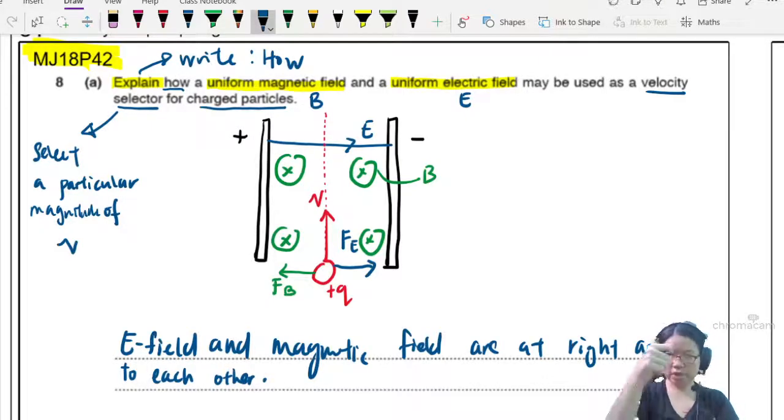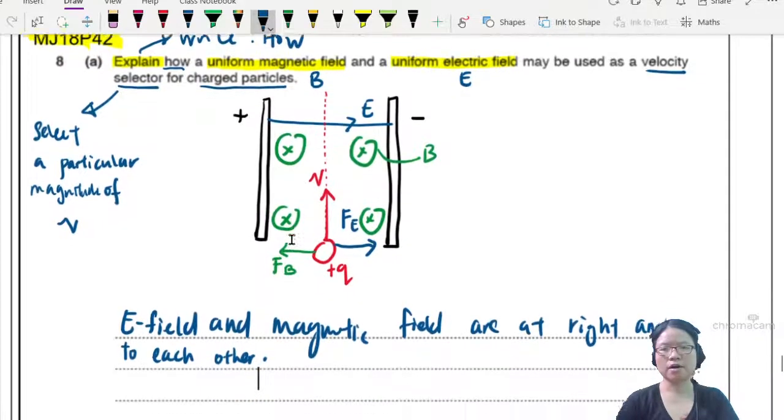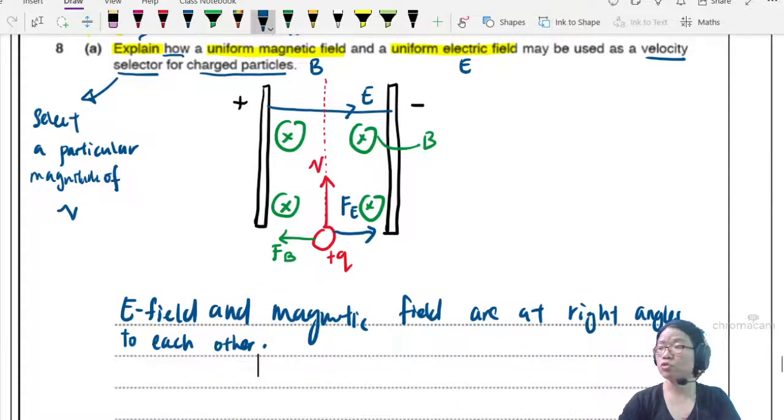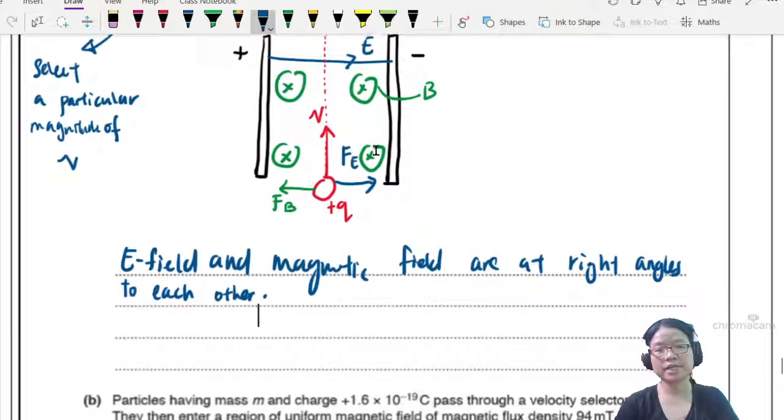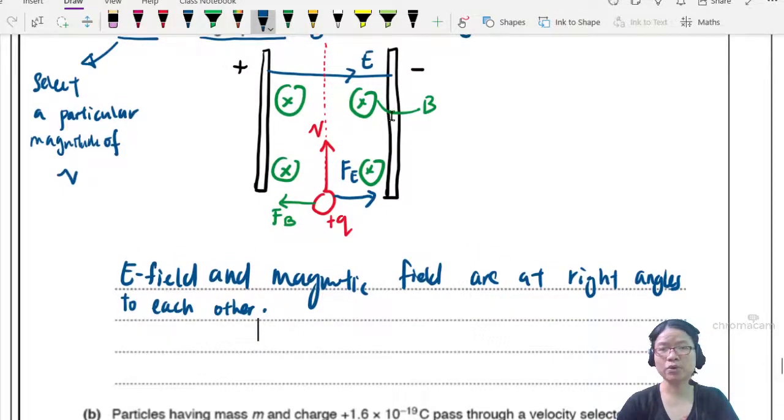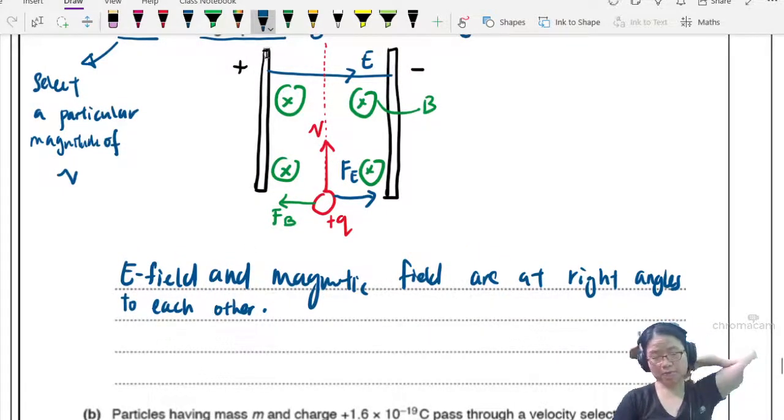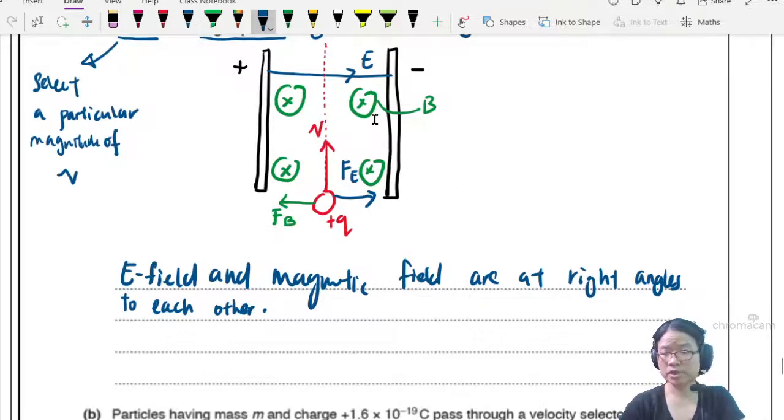If I draw this diagram well enough, I would say it's okay, because if you look at the setup, it's very clear what is B and what is E, as I've labeled them. But if during the exam you only use pencil to draw, make sure your labels are very clear. So that's the first point, 1 mark. Second mark: the particle will enter the field. I don't have to write the charge, no need.